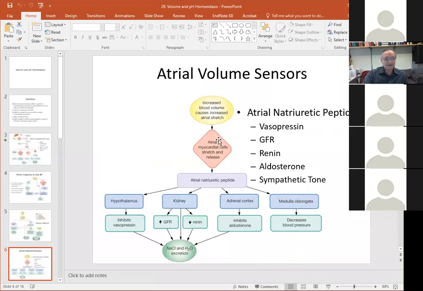So the atrial natriuretic peptide influences the kidney, the hypothalamus, and the adrenal cortex. Let's look at how it does those 3 things. The hypothalamus takes the ANP coming from the atrium when it's stretched by the increased volume and says, we don't need to reabsorb water, so let's quit secreting vasopressin, which is ADH.